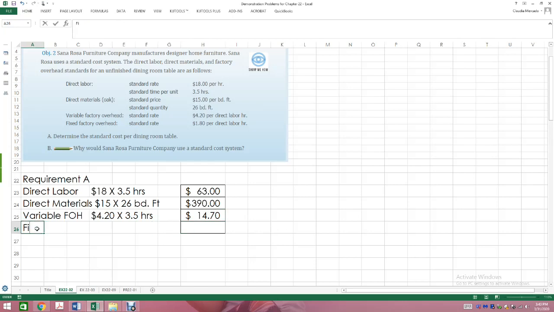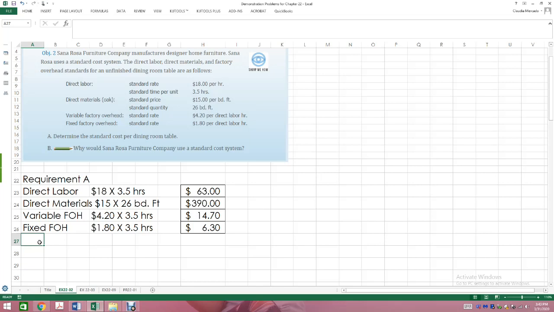Now I need my fixed factory overhead. For my fixed factory overhead, my standard rate is $1.80 per direct labor hour, and it takes us 3.5 hours to make these tables. I'm going to do my calculation here. $1.80 times 3.5 hours is $6.30.